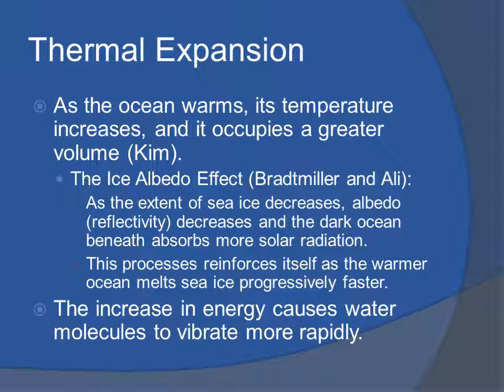In essence, as the extent of sea ice goes down, less incoming solar radiation is reflected into space and more of it is absorbed by the dark ocean beneath. This process really reinforces itself because as the dark ocean is exposed to more incoming solar radiation, it warms and melts sea ice faster, which just makes the entire cycle occur faster and faster.